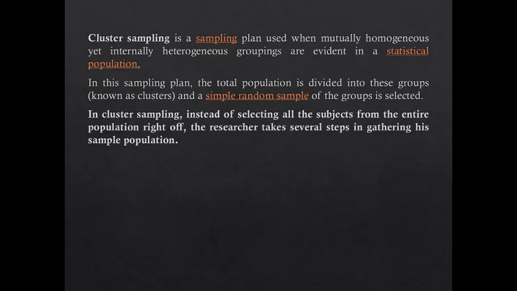Then we have cluster sampling. Cluster sampling is a type of sampling technique used when we have a mutually homogeneous population that is internally heterogeneous and geographically scattered. Here we divide the whole population into clusters, within each cluster we make strata, and within each stratum we do simple random sampling. So cluster sampling is not directly used; rather, it is used in combination with other sampling techniques like simple random sampling and stratified sampling.